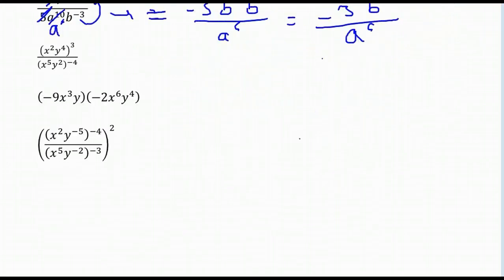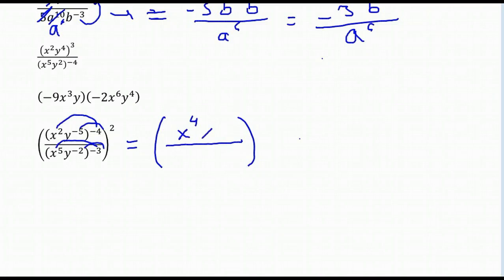Okay, last one we're going to do is the last example from this group. So we're going to start on the inside, distribute the -4 exponent through, distribute the -3 exponent through those parentheses. And that means we're going to raise each factor to that power.